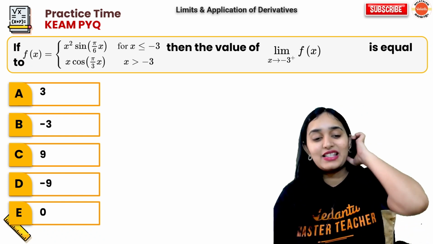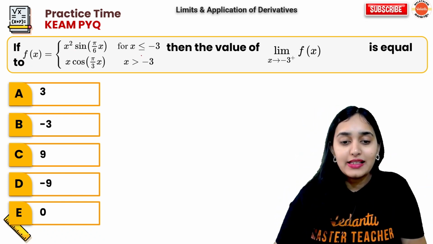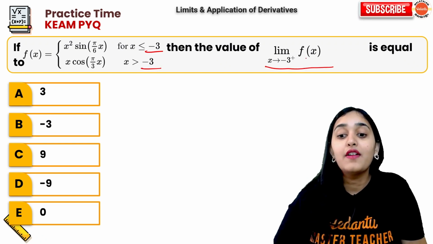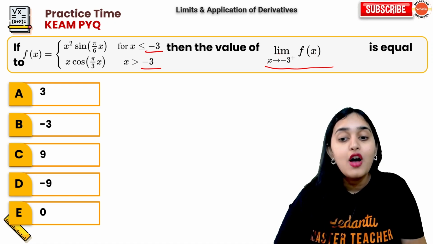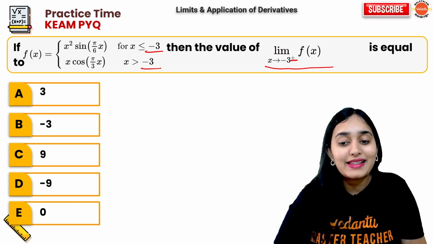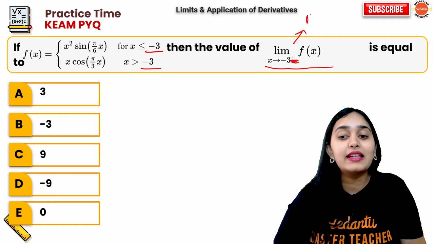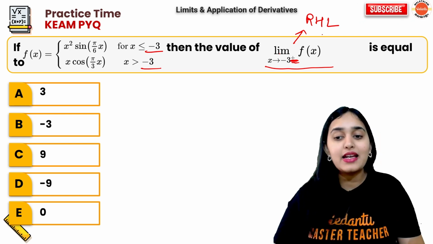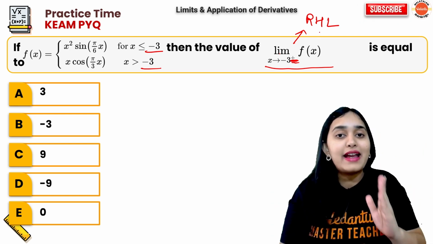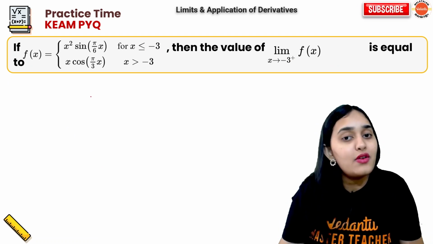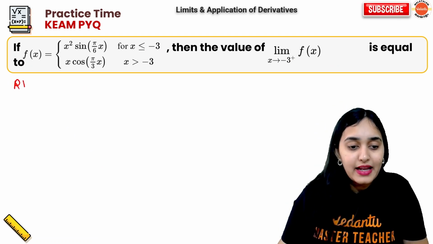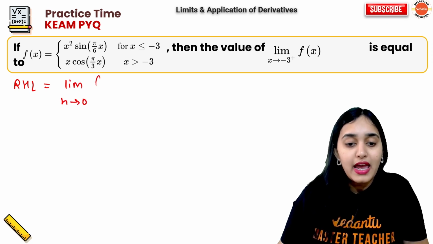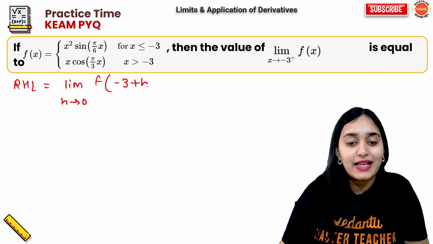Okay. Next question. If your function is this for x less than minus 3 and this for x greater than minus 3, then what is the limit of the function for x tending to minus 3 plus? What is the meaning of this? They are asking the right hand limit only. They are not asking left hand limit. They are just asking what is the value of right hand limit. How do we find out right hand limit? So, right hand limit is equal to limit h tends to 0 f of minus 3 plus h.